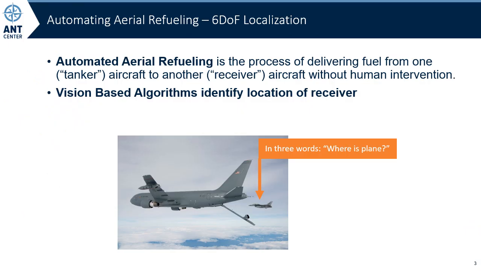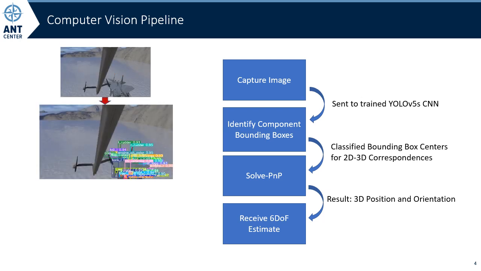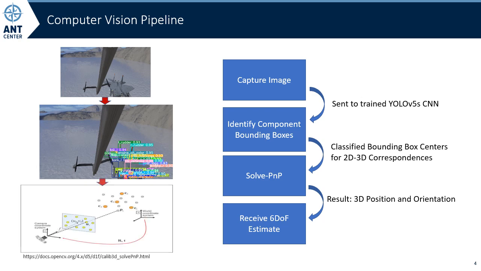The main purpose of our research is to find the sixth degree of freedom, position, and orientation of a receiver aircraft when viewed from a tanker aircraft's rear camera. This is intended to enable the task of autonomous aerial refueling. In short, where is the plane in the image? The overall prediction pipeline functions by capturing an image, running the neural network against the image to find bounding boxes on components of the aircraft, then using the centers of those bounding boxes to make 6D position and orientation calculations for the aircraft in the scene.